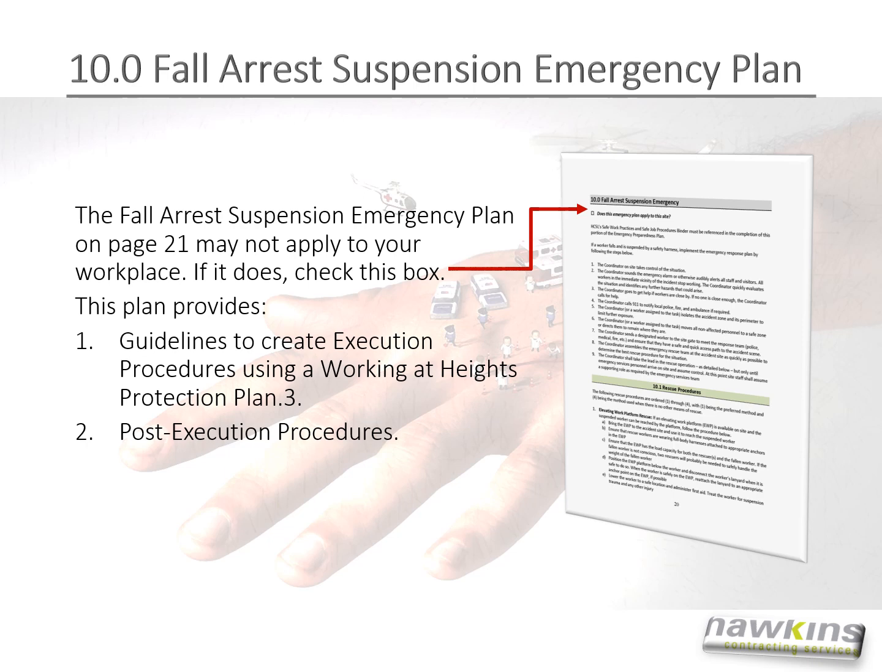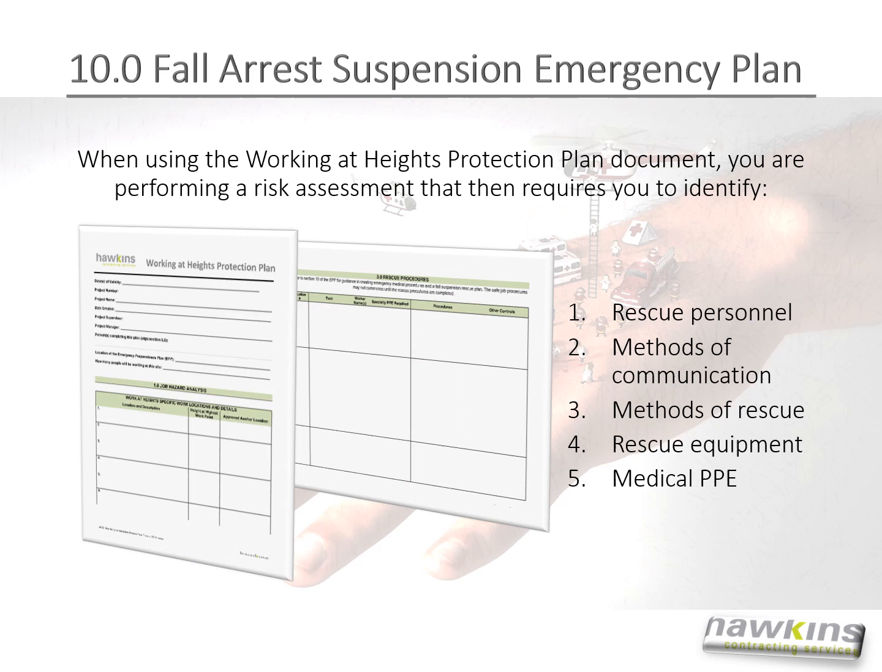The fall arrest suspension emergency plan on page 21 may not apply to your workplace. If it does, check this box. This plan provides guidelines to create execution procedures using a working at heights protection plan, and it provides post-execution procedures. When using the Working at Heights Protection Plan document, you are performing a risk assessment that then requires you to identify rescue personnel, methods of communication, methods of rescue, rescue equipment, and medical PPE.